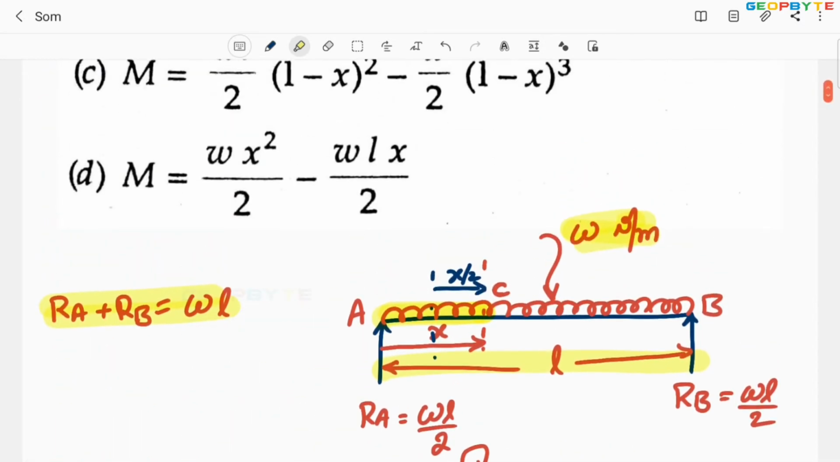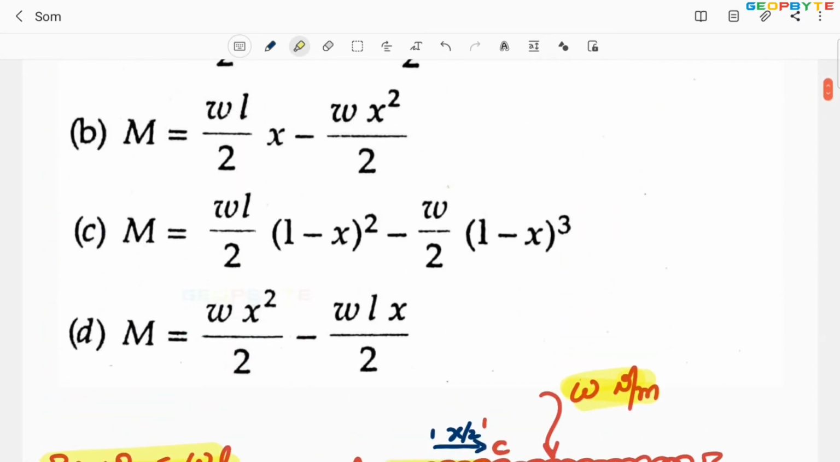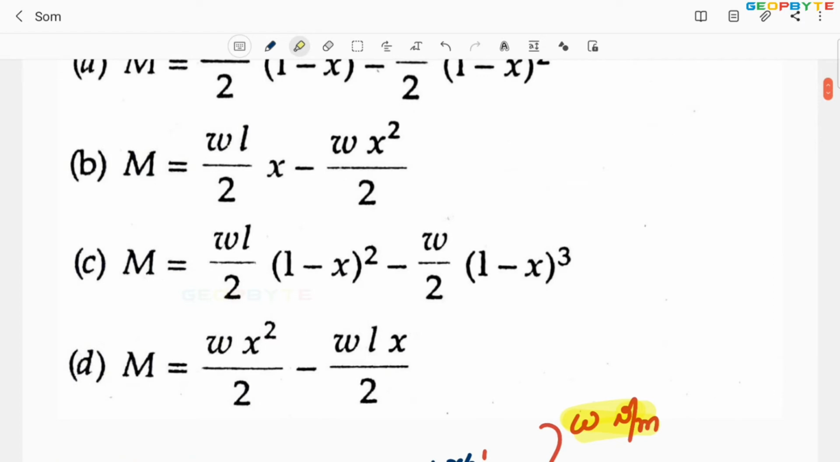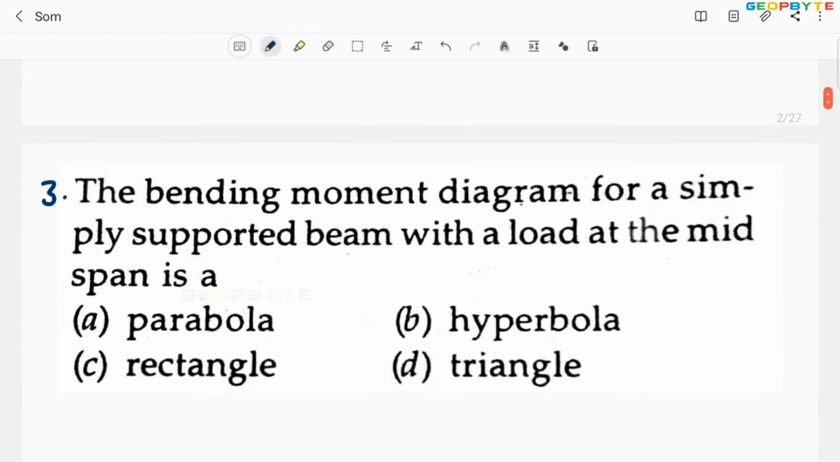Let us go for the answers. Look at option B. Option B, WLx by 2 minus Wx square by 2. Therefore, option B is absolutely correct. I hope you clearly understood. Let us go for the next problem.